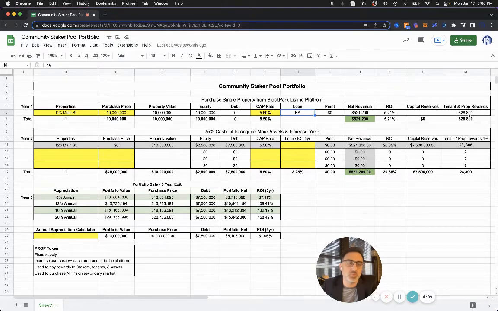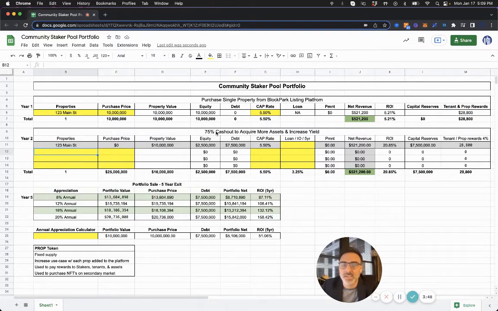And our tenant prop rewards pool is $28,800. This is generated because we're reinvesting back into our tenants who pay rent on time and the actual asset itself to align everybody's interest. And this I'll get into much later in another video, but I'm very excited about that. So moving on.